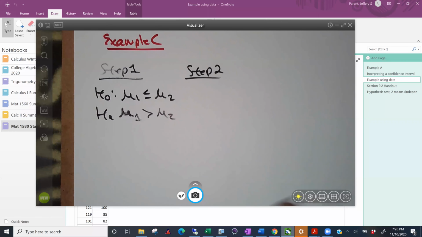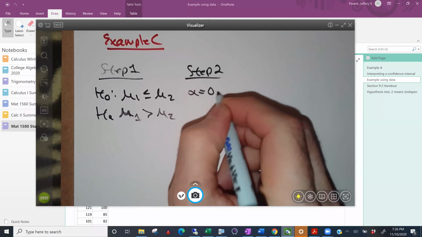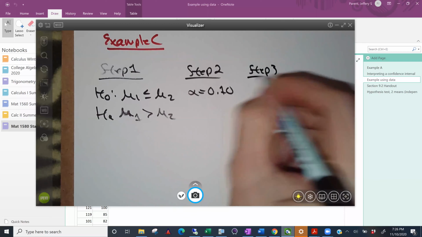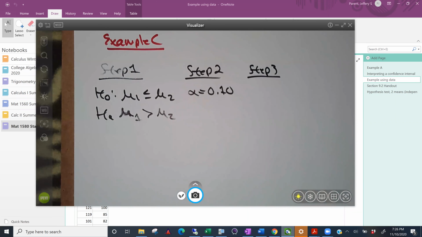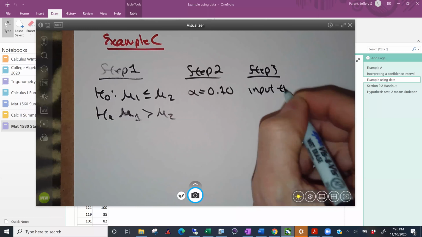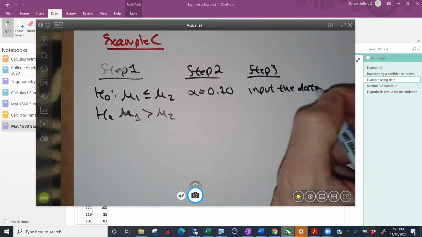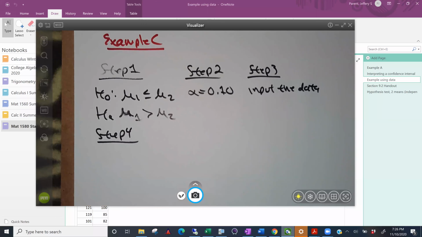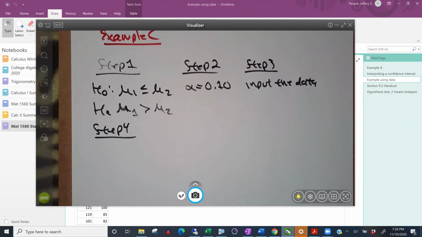Step 2 was at the 10% significance level. Step 3, fortunately for us, the data is already entered, because we already checked it. So that brings us to step 4.